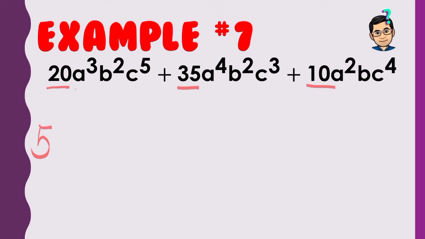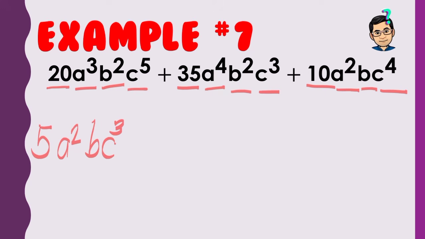Now, what about for a cubed, a to the 4th power, and a squared? That is a squared. B squared, B squared, and B. So, B lang po siya. C to the fifth power, C cube, C to the fourth power. The answer is C cube. Yun yung pinaka greatest nila, pinakamataas na common sa tatlong terms na yun. Now, to get the remaining factors, divide the whole expression by the common monomial factor 5a squared bc cubed.